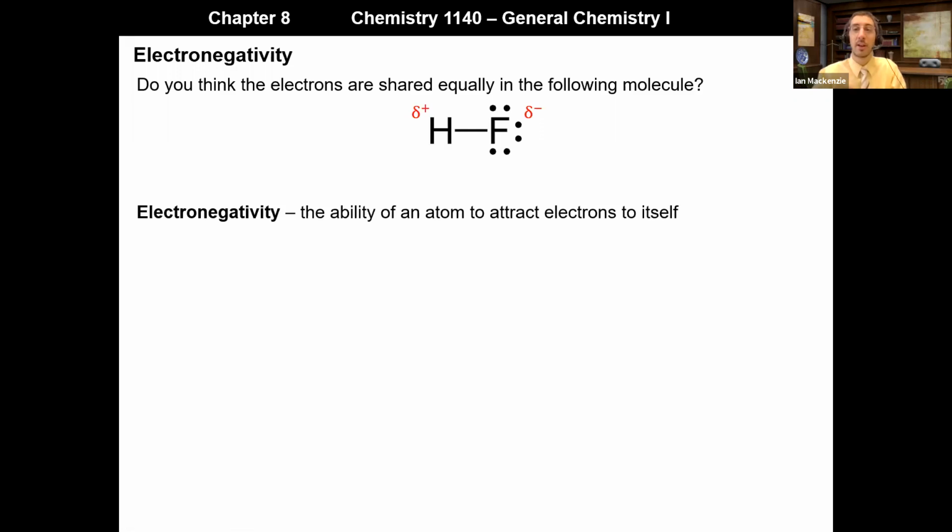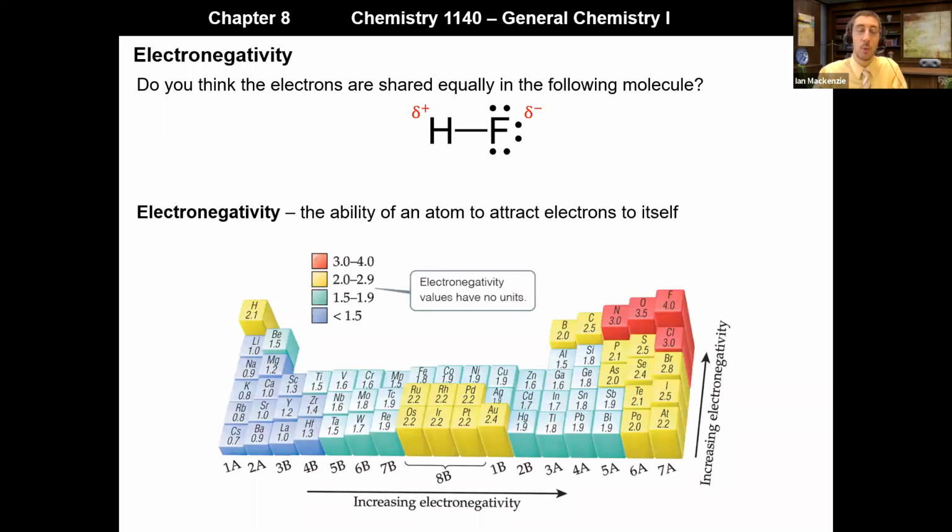And this difference comes from a term known as electronegativity, which is simply the ability of an atom to attract electrons to itself. Every element in the periodic table has a different electronegativity. We can actually illustrate it nicely with a chart shown here. And what we'll notice is that there are some generally clear trends to electronegativity values.